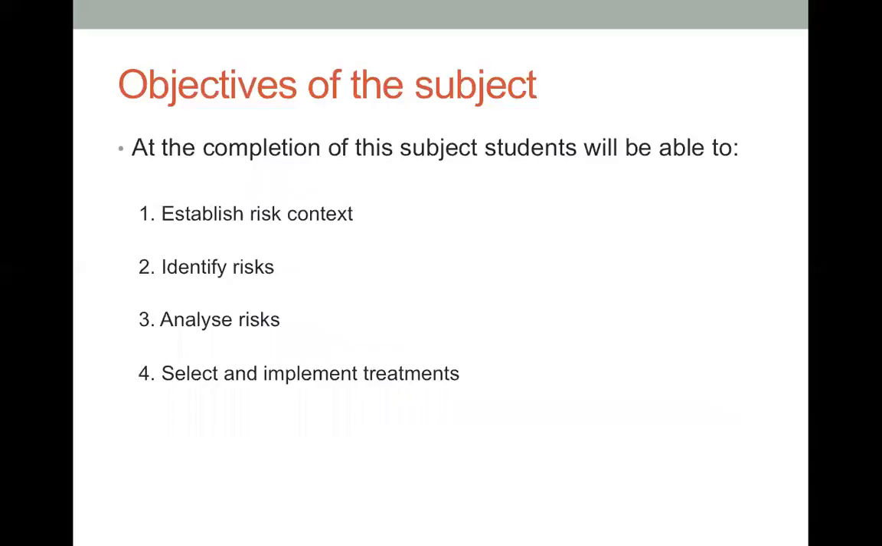Right, this is the framework that we've been discussing, and one of the tasks for your assessment 1 talks about it as well. It requires you to outline these 4 areas: establish the risk context, identify risks, analyze risks, and select and implement treatments. This is the framework taken from the Australian Standard, New Zealand Standard, ISO 31000-2009.